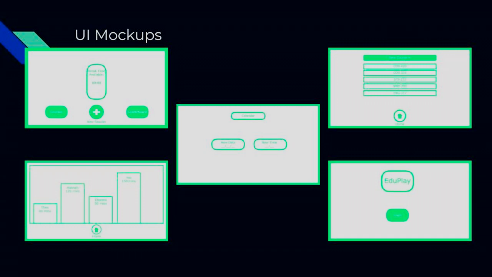In the top right, we have a course page, which shows all the courses that you have enrolled in that you add, and you can click on each individually and add new study times for how long you've studied for them. And in the bottom right, we have the EduPlay homepage, which lets you log into the app.